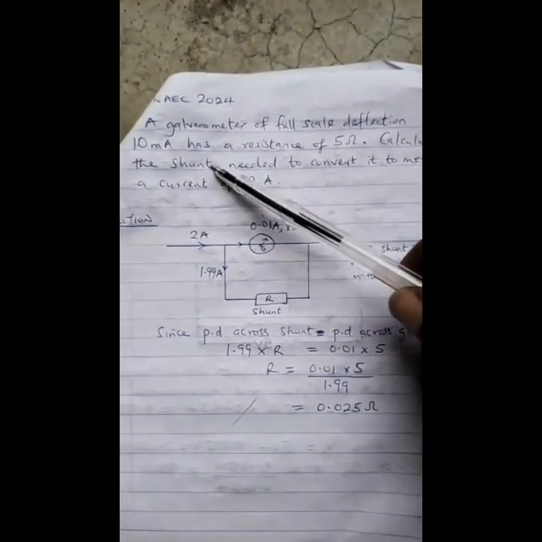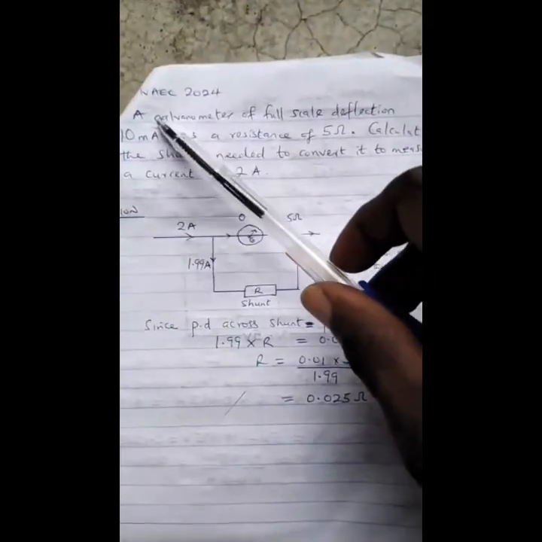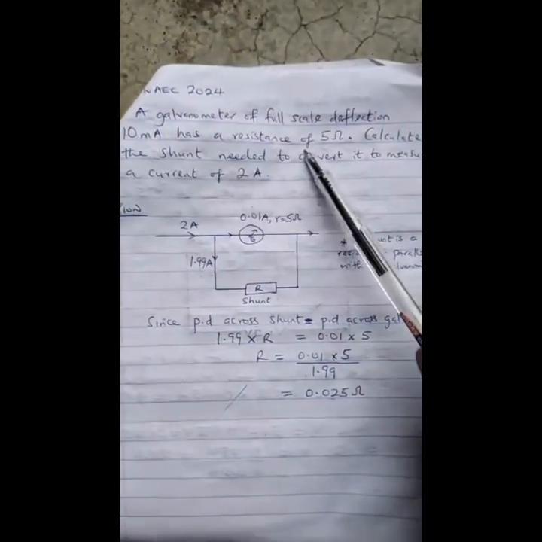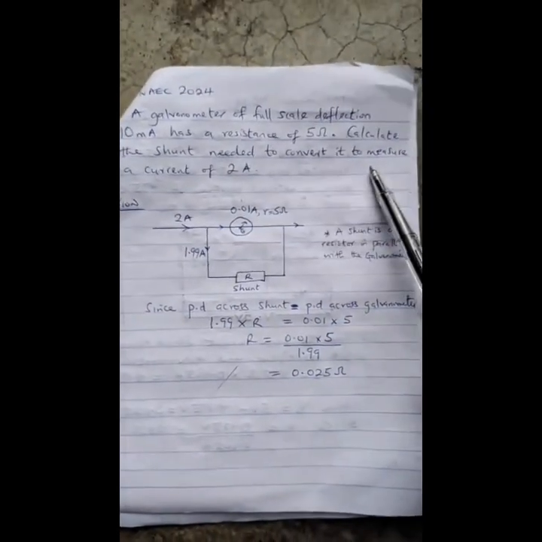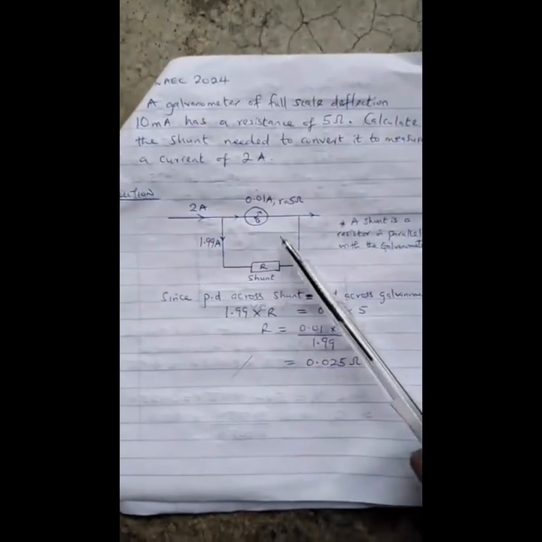So we have this galvanometer of full-scale deflection. A question says, WAEC 2024: a galvanometer of full-scale deflection 10 milliamperes has a resistance of 5 ohms. Calculate the shunt needed to convert it to measure a current of 2 amperes. So this is what the setup looks like.